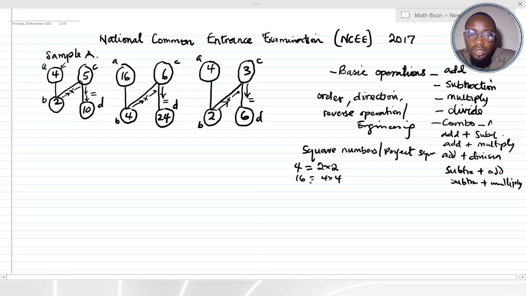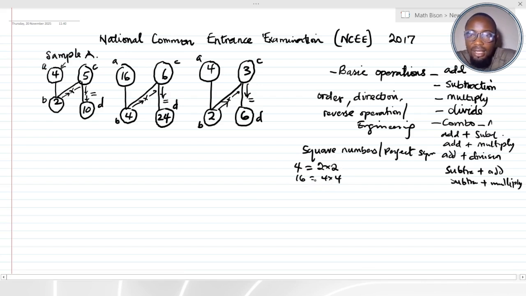Four, you have 2 times 2. 16, you have 4 times 4. And you have 4 again. So I don't want to repeat 4, 2 times 2. So what is this telling us? What this is telling us is that 4 is a perfect square and 16 is a perfect square. Other perfect squares include 9, 25, 64, 121, 196, and so forth.